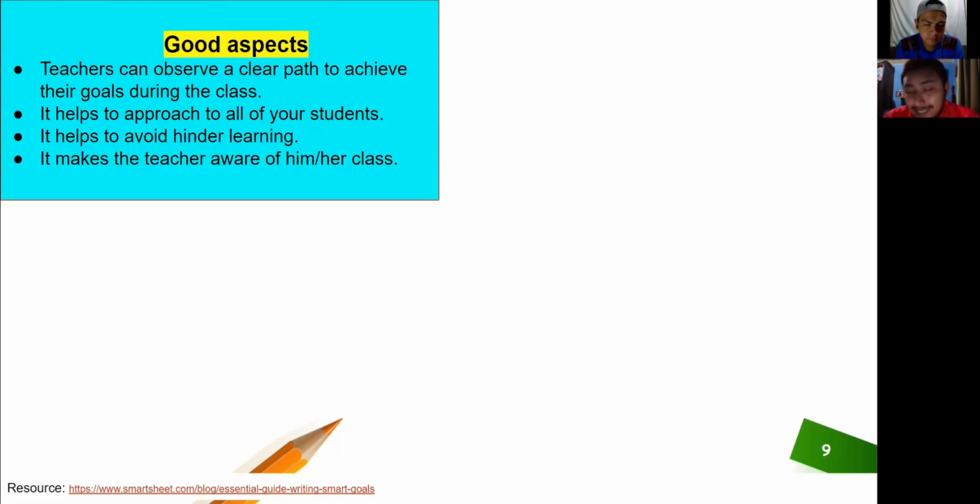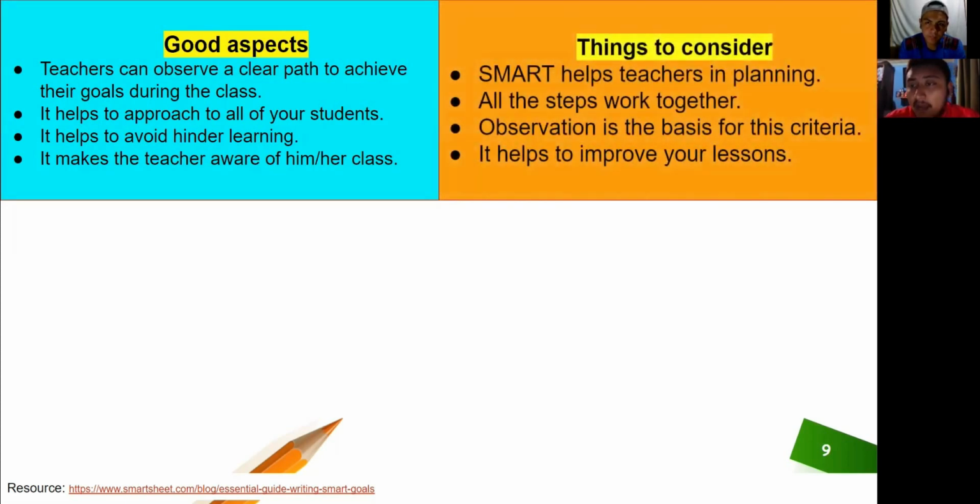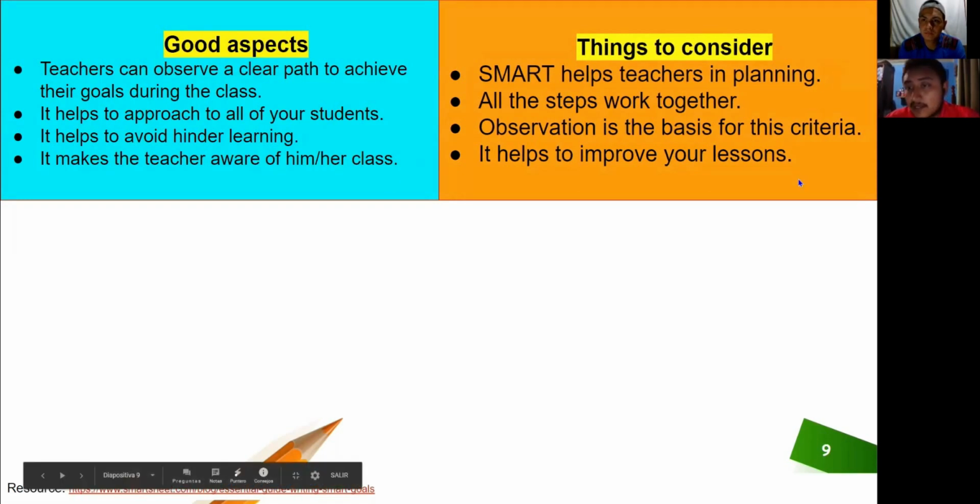Now, these good aspects are based on different experience and also on the criteria on how this works. These aspects are looking for the benefit of the teacher and also how to make this a really efficient tool that you can use through your lesson plans. Then we have some things that you might want to consider whenever you're applying all of this, and things that you need to be really clear about of this criteria.